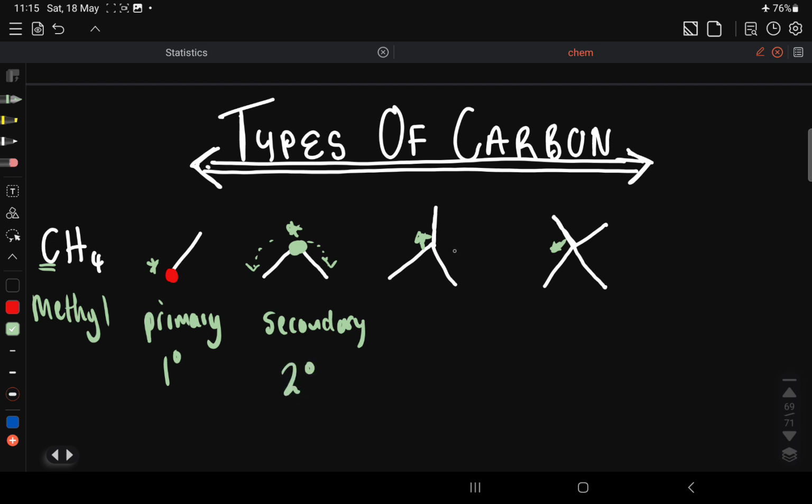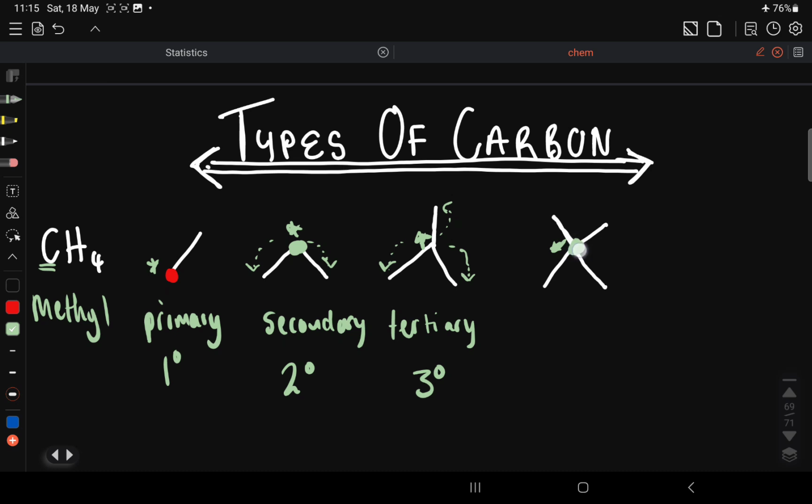Then this carbon at the center, is it attached to anything else? Yes, it is attached to this one at the end and this one at the end and this one up here. So it's attached to 3 other carbons? Yes. So it's going to be a tertiary carbon. It's a tertiary, and we put it with 3 degrees like this.